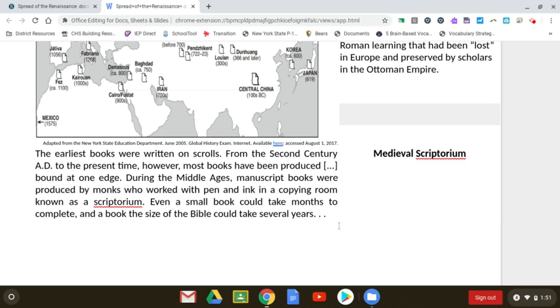So that's basically saying before the printing press, the big issue was that people actually had to handwrite these books over and over again, or they would have to print them with single letters over and over again. And that took a really long time. Because of that, a lot of places didn't have access to books. Okay.